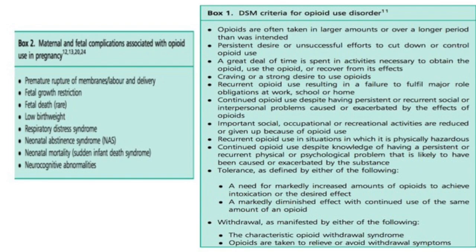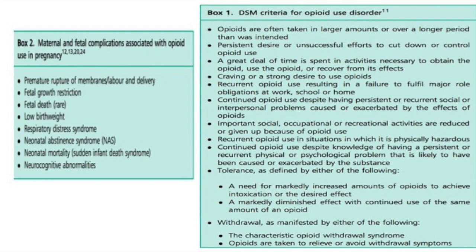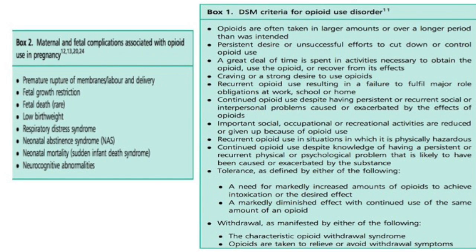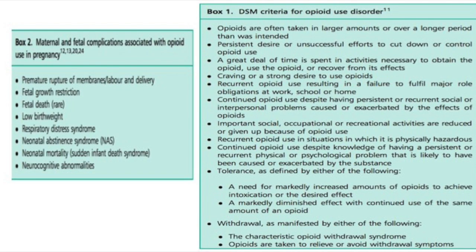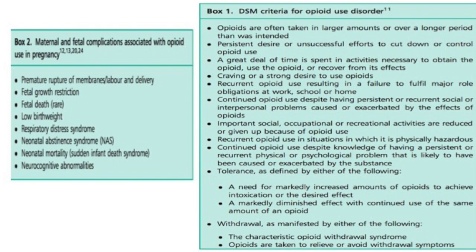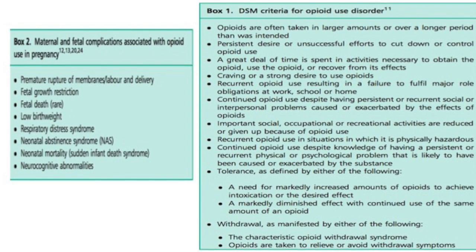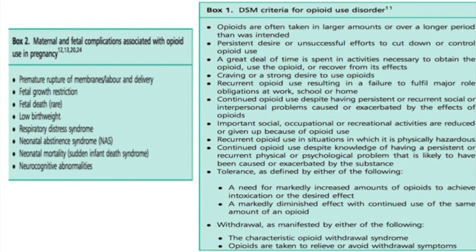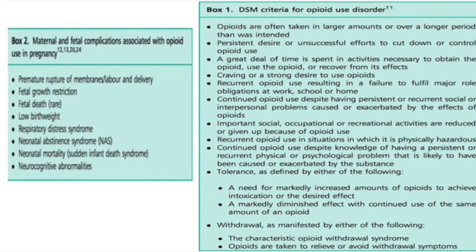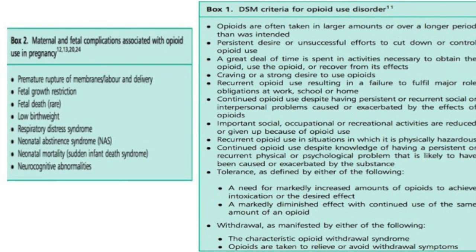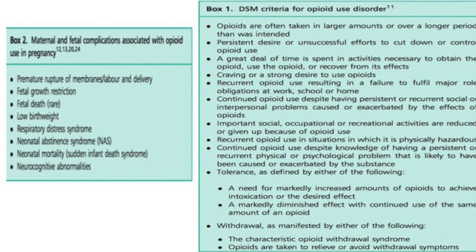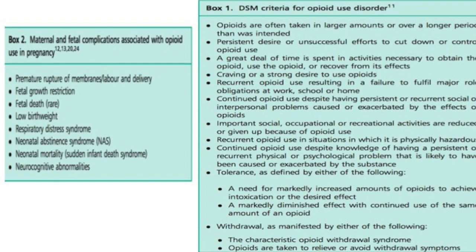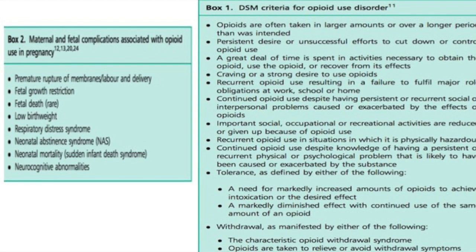Recurrent opioid use resulting in a failure to fulfill major role obligations at work, school or home. Continued opioid use despite having persistent or recurrent social or interpersonal problems caused or exacerbated by the effects of opioids. Important social, occupational or recreational activities are reduced or given up because of opioid use. Recurrent opioid use in situations in which it is physically hazardous.